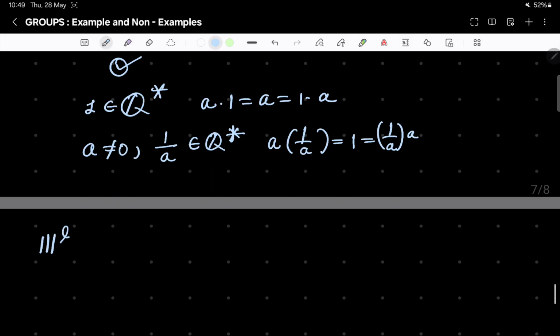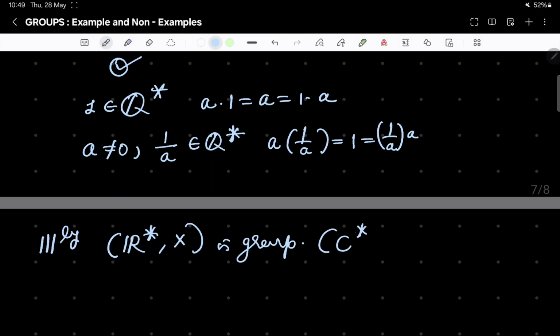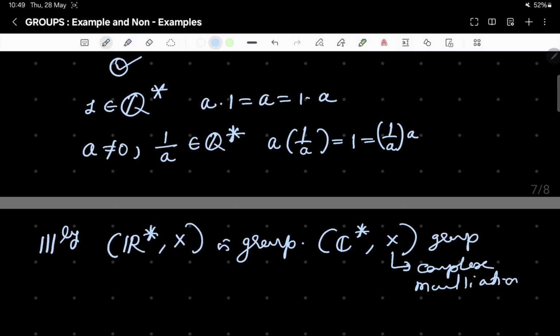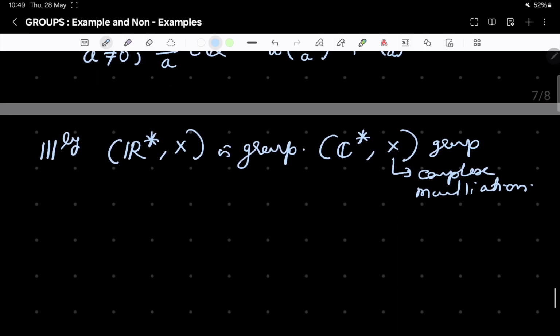Similarly, you can see R star under multiplication is a group. Similarly, C star, complex numbers under usual multiplication is a group. So this multiplication is complex multiplication. You can check what it is. Complex multiplication.